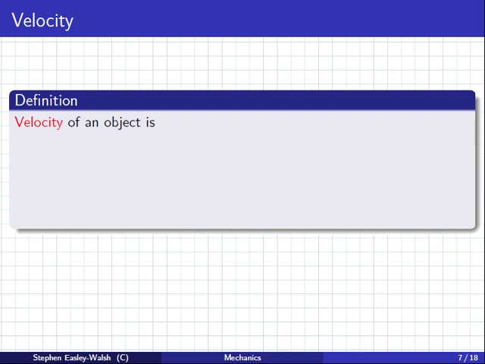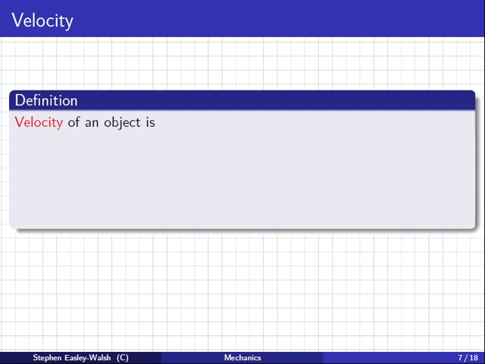Now, velocity of an object. What the heck is that? How is that different to speed? So velocity of an object is... Oh, you're nearly there. There's a special word for that. Displacement. So how would you say this definition?